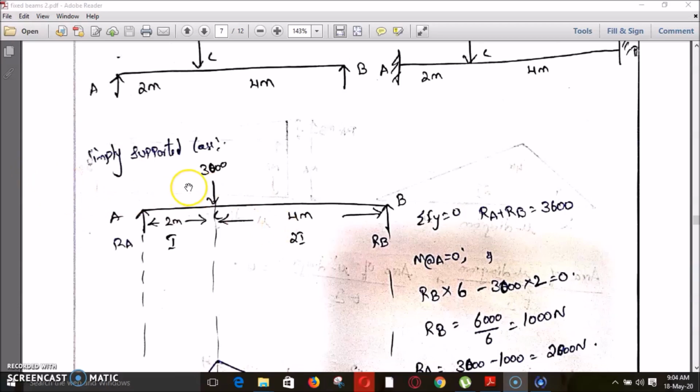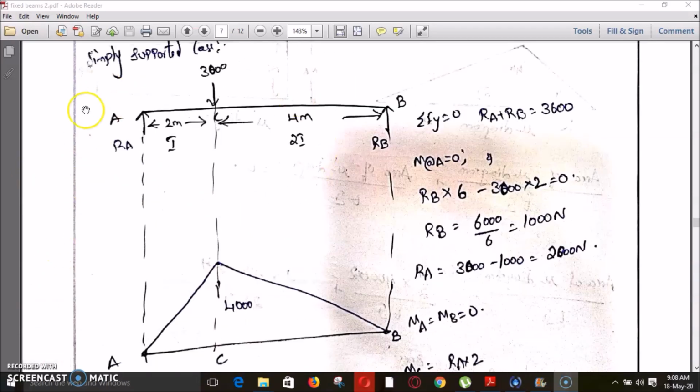Coming to the simply supported case, I am analyzing this simply supported case to draw the bending moment diagram. So the summation of the vertical forces is equal to 0. That is RA plus RB is equal to 3000. Here it is 3000, not 3600. Correct it. And coming to the moment, moment at A is equal to 0.